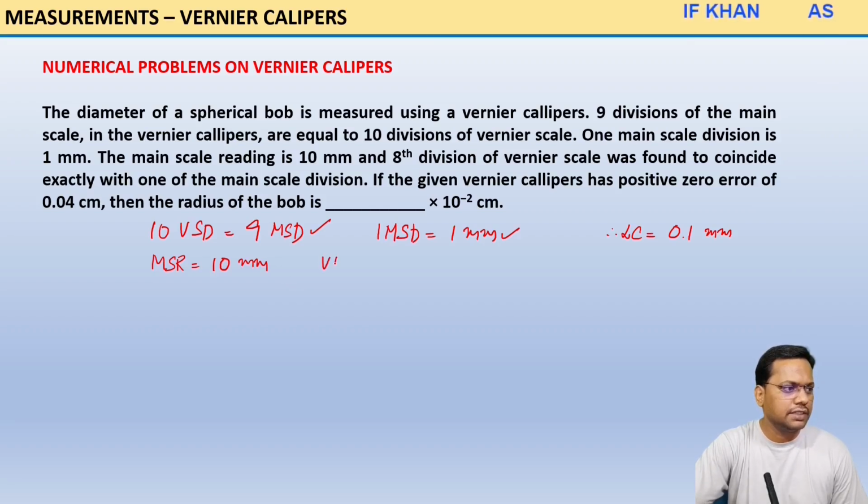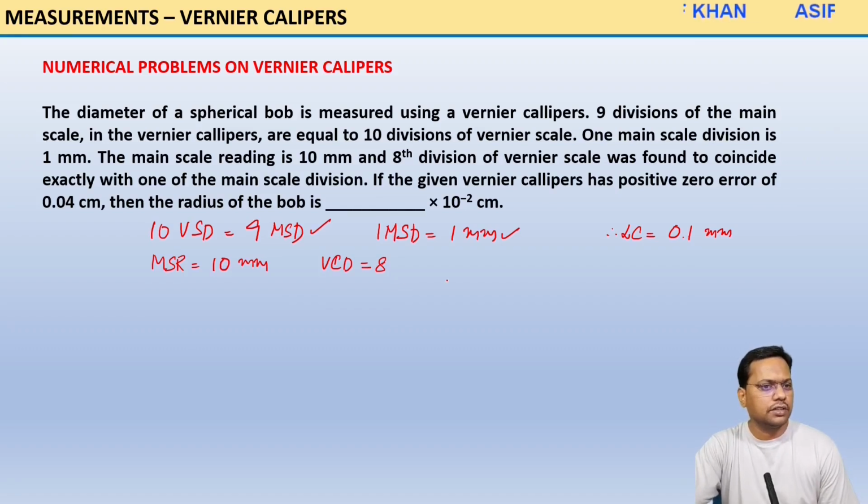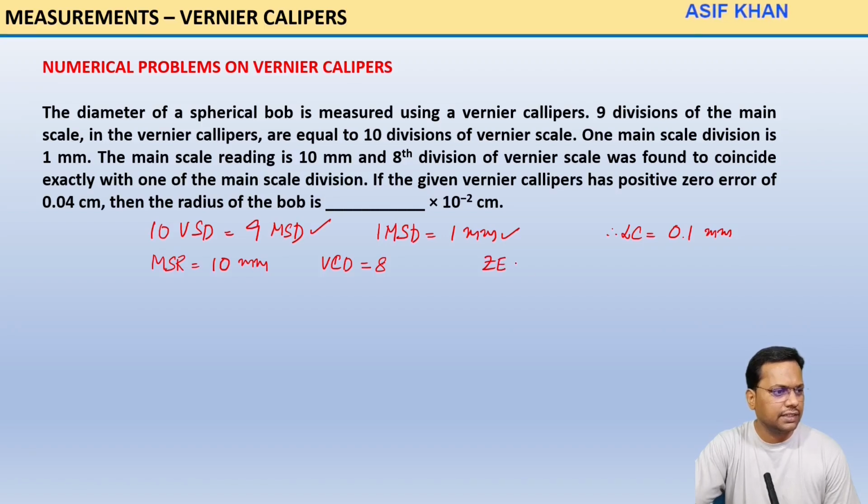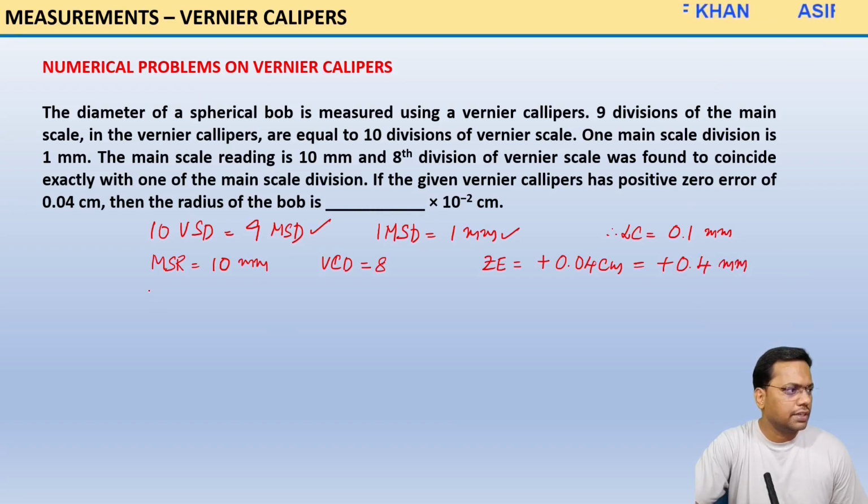Therefore VCD is 8. Now if the given Vernier calipers has a zero error of 0.04 centimeter, say ZE is equal to 0.04. Since it is positive, we need to put plus 0.04 centimeter or plus 0.4 millimeter. Then now we find out the total reading. The total reading gives the diameter of the spherical bob. Let's say it is D.